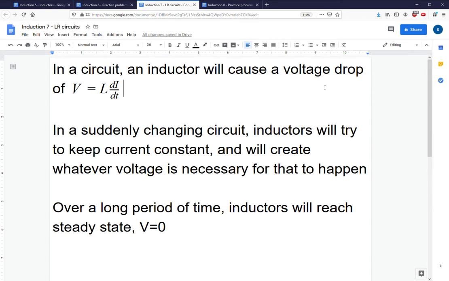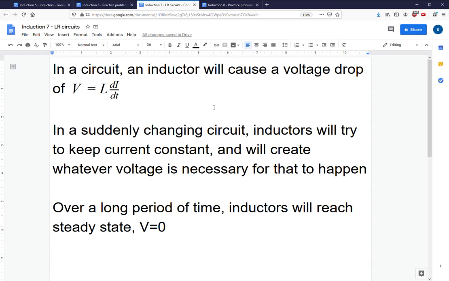The formula for a voltage drop across an inductor is given by the formula V equals L di/dt. One way of thinking about this is that inductors oppose changes in current. The larger the change in current, the more rapidly current is changing, the more voltage needs to be applied across the inductor.